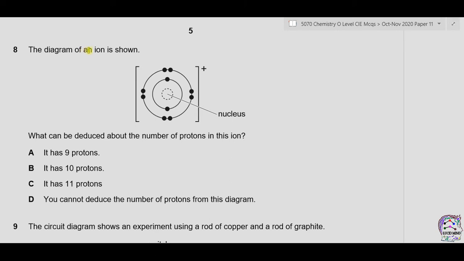Question number 8. The diagram of an ion is shown. We can see the nucleus and first shell and the second shell, and the charge is +1. What can be deduced about the number of protons in this ion? Now a positive charge means that this atom has lost 1 electron. We have 2 electrons in the first shell and 8 electrons in the second shell. So in total we have 10 electrons when charge is +1. So we can say that before making positive ion, this atom would have 11 electrons present.